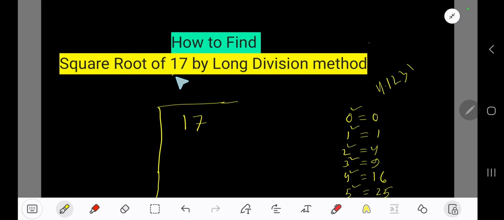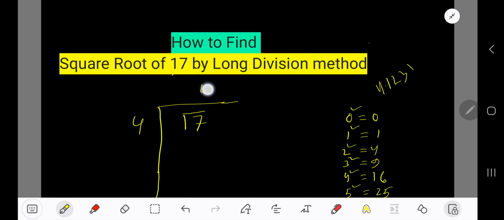How to find the square root of 17 by the long division method. At first, you need to make pairs from right-hand side to left-hand side. So this will be one pair, as we have two digits. Now we have to take a number whose square will be equal to 17 or very nearest to 17. If you take 4, then 4 squared equals 16, which is nearest to 17.